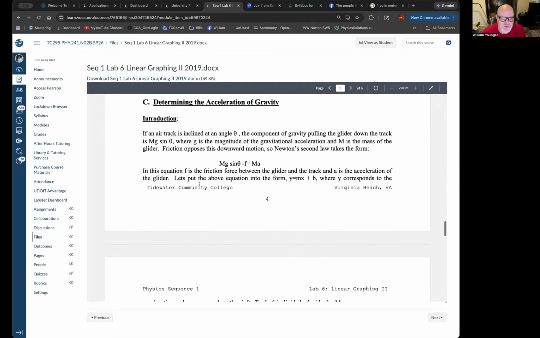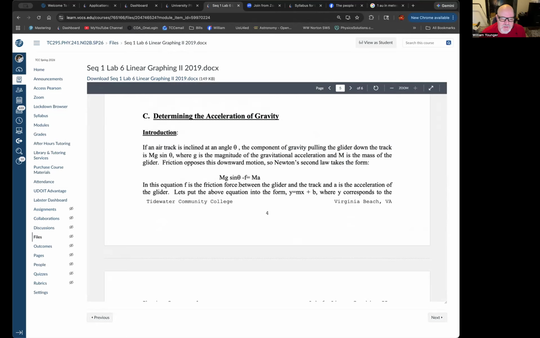And you can see it's going to be basically using an inclined plane. We know that because mg sine theta, on an incline of angle theta, is the component of the weight that's parallel to an inclined plane, and this is minus friction, and then that's all equal to ma. So this is Newton's second law.